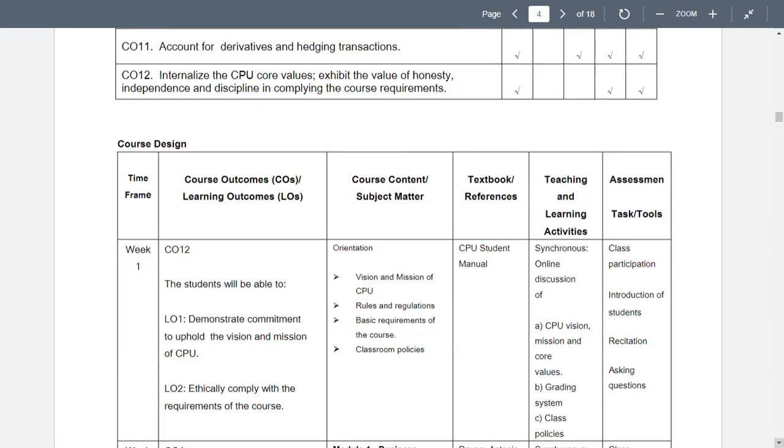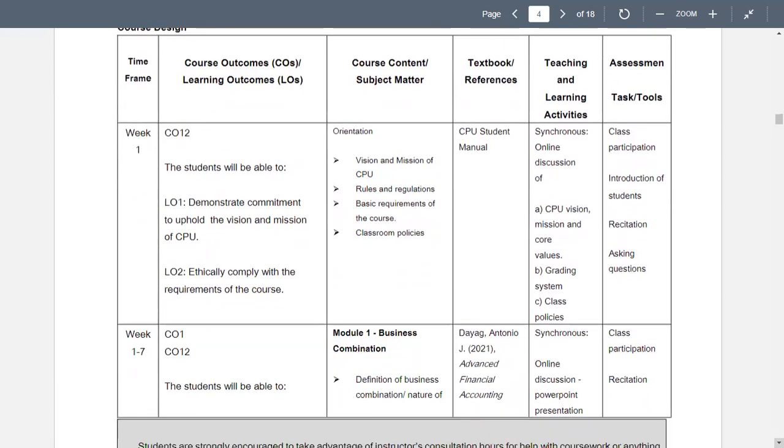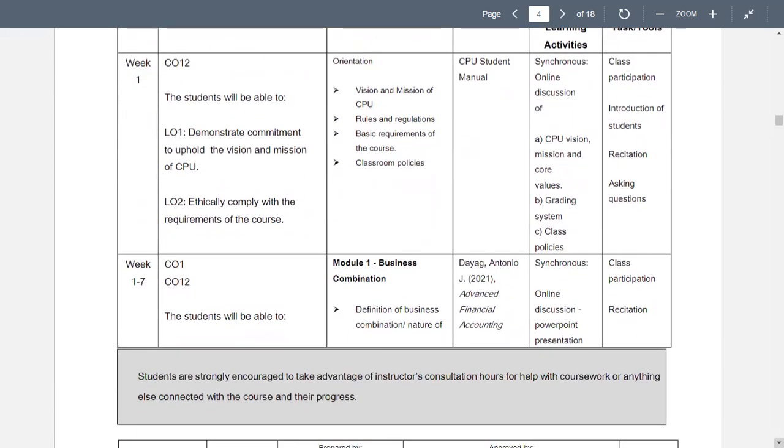So we have the orientation, emphasizing that you have to memorize by heart the vision and mission of the CPU, rules and regulations, basic requirements of the course, and the classroom policies. So we have now your learning objective number 1, number 2, ethically comply with the requirements of the course. So we have now the CPU vision, mission, and core values, the grading system found at the last part of the syllabus, and the class policies.